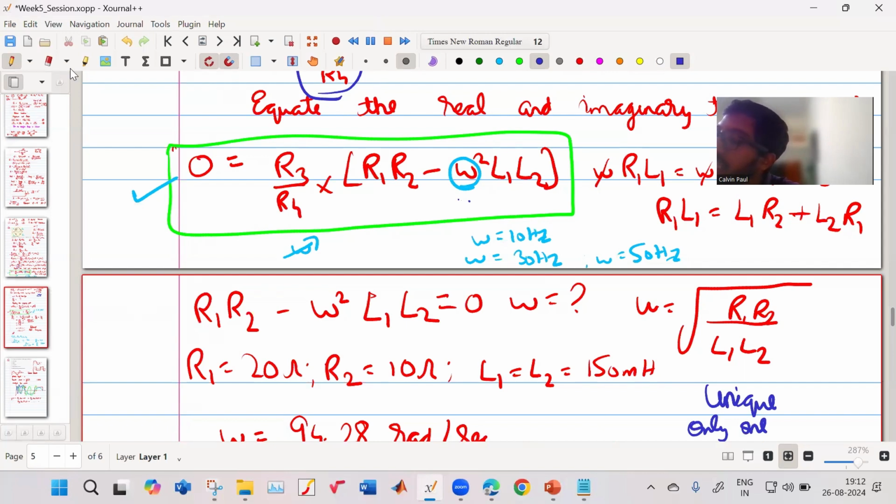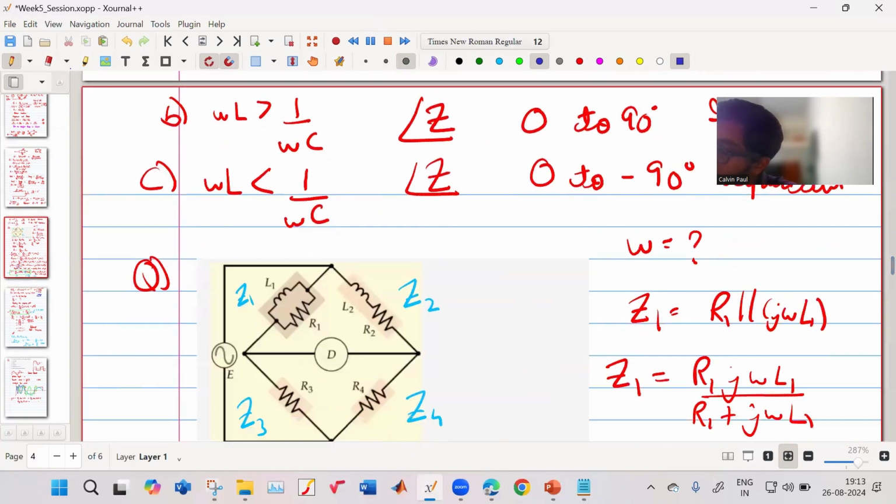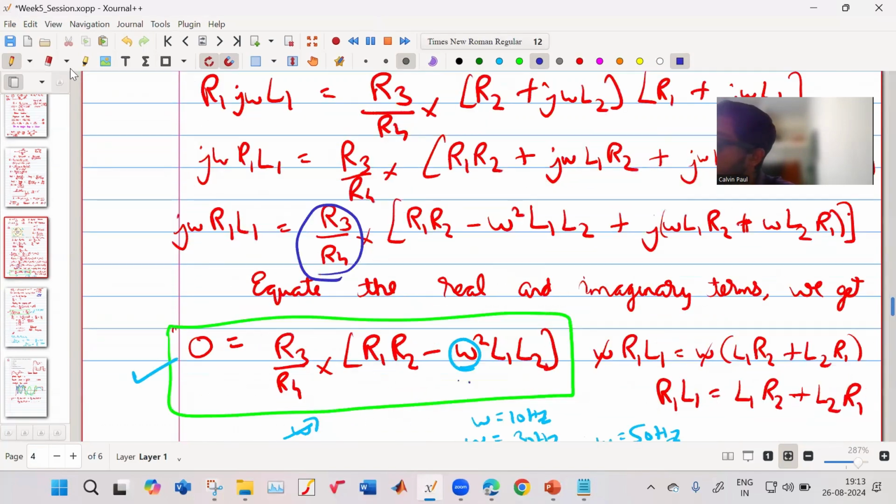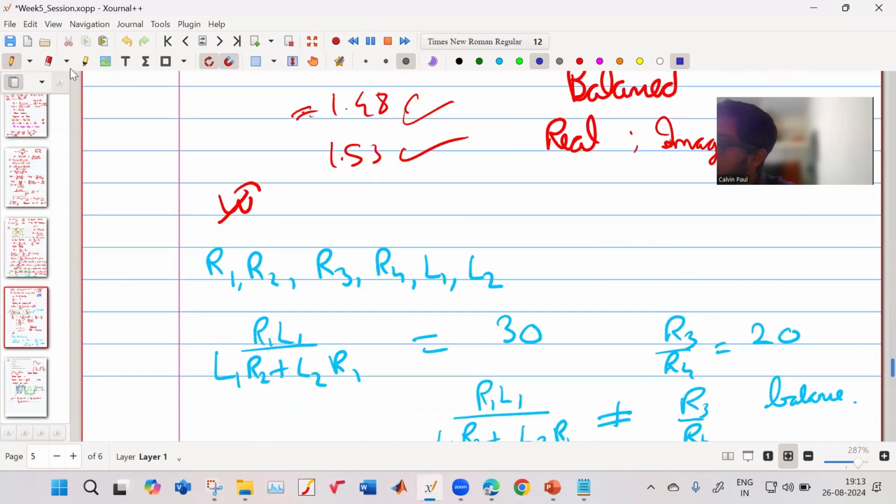If it is not getting satisfied for other frequencies, then we cannot say that the bridge is balanced. Then there will be some current in this galvanometer when it is not balanced. Hence, we always use a sine wave. We cannot use a square wave. We cannot use a triangular wave. We cannot use any other wave. Okay? Is it clear?